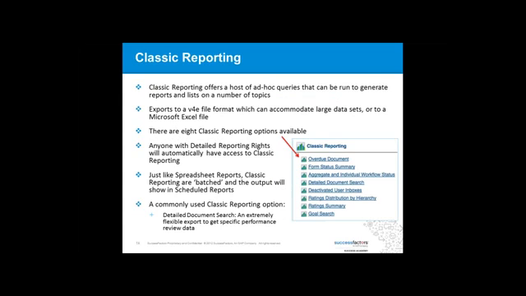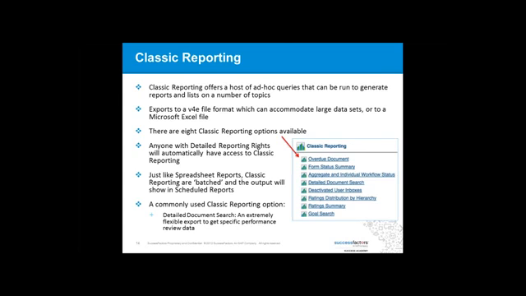And then coming to classic reporting, you can create it as an ad hoc query and generate reports on many topics, and it can accommodate large data. There are 8 types of classic reports: overdue, document, form status summary, individual workflow status, detailed document search, deactivated users inboxes, rating distribution by hierarchy, rating summary, and goal search.